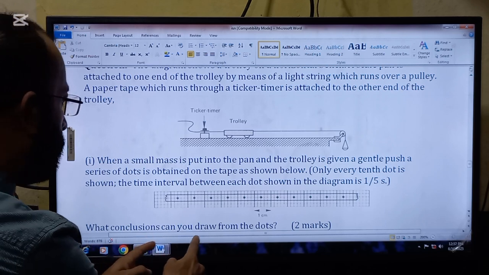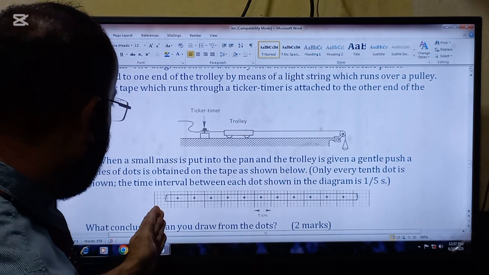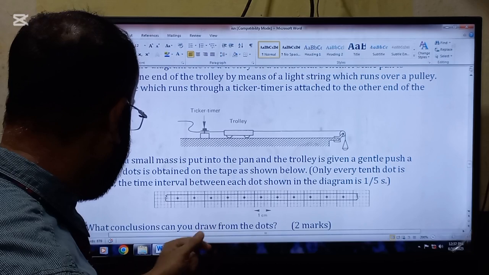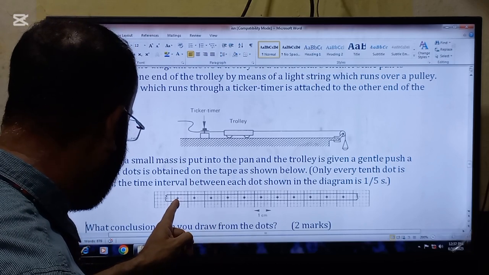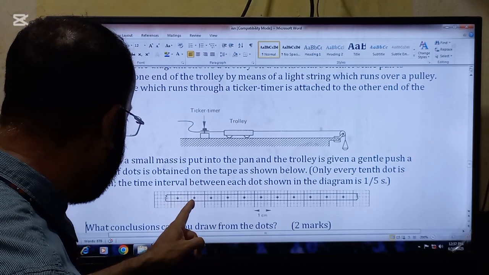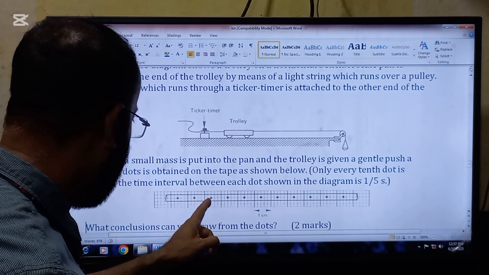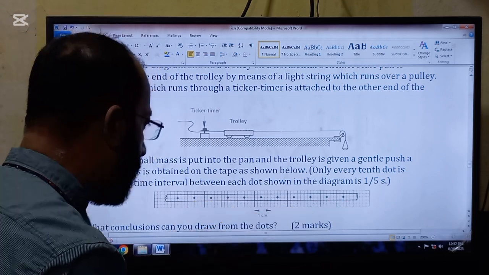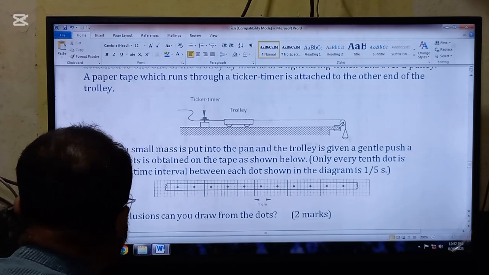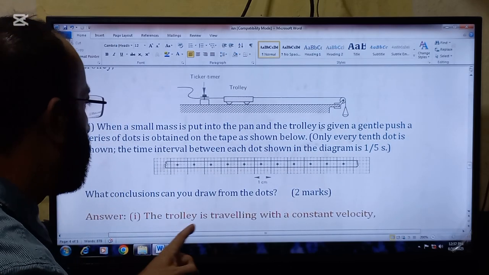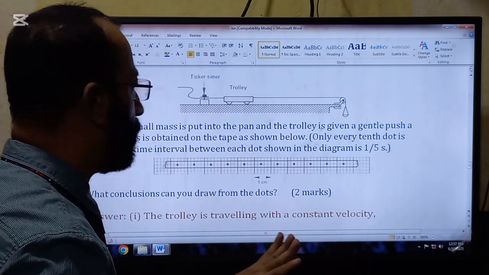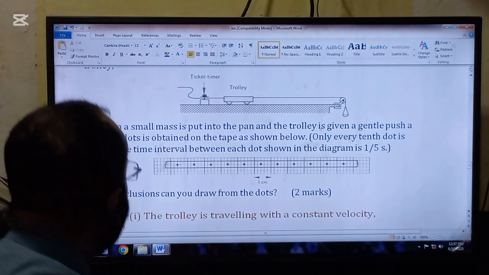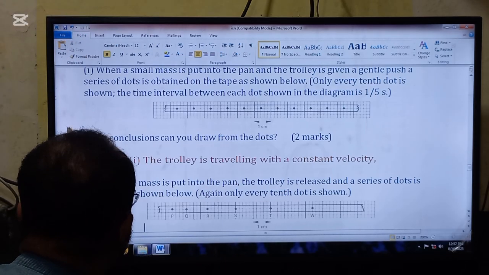What conclusion can you draw from the dots? Because the dots are at the same distance. If you check, every dot is at the 5th small box. So it can be concluded that the acceleration is zero and the trolley is traveling with a constant velocity. This is the conclusion. Okay, move forward.